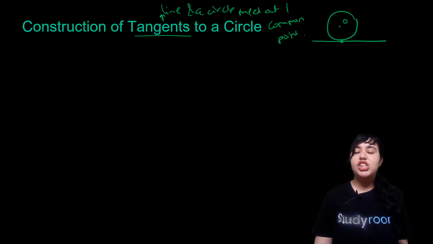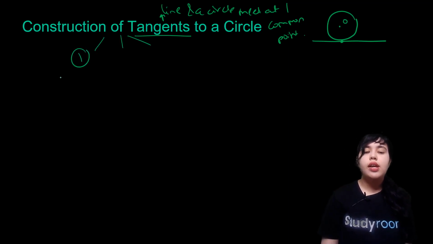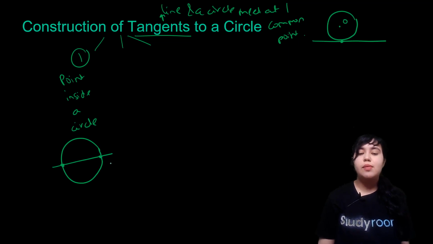So now how do we construct these tangents? Now there can be three possibilities when we talk of construction of tangents to a circle. Number one, we take a point inside a circle. Let me take a line inside a circle, then there'll always be two common points. But for a tangent, you need to have only one common point. So in this case, you do not get a tangent, because what you get is actually a secant.